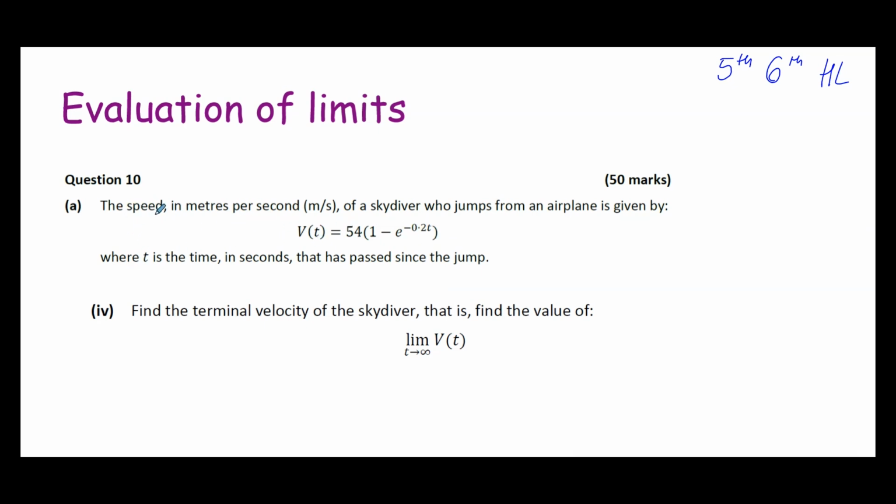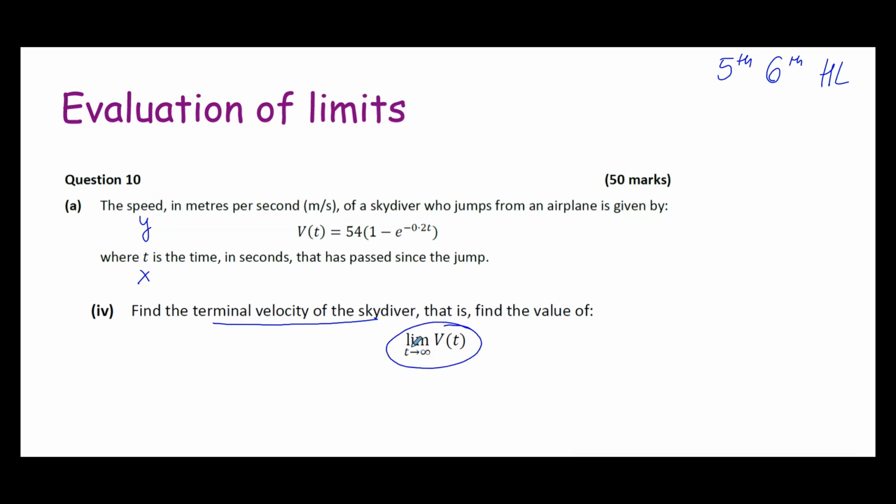The function is about the speed of a skydiver jumping from the plane. And that's our value of y, where x is time in seconds. In this case, it is t. In this part, we have to find the terminal velocity of the skydiver. And even if we are not sure what they are saying here, they are telling you what you need to do. Find the value of. So we need to evaluate that limit.